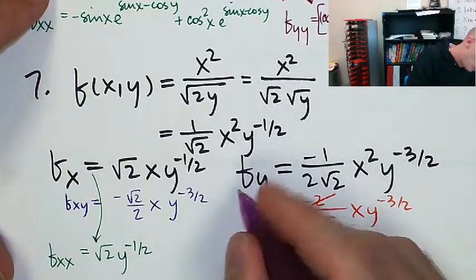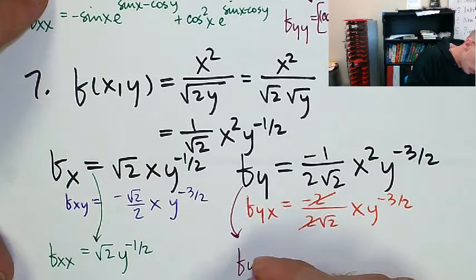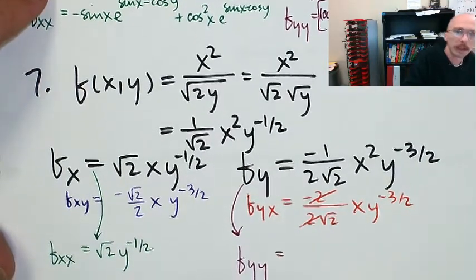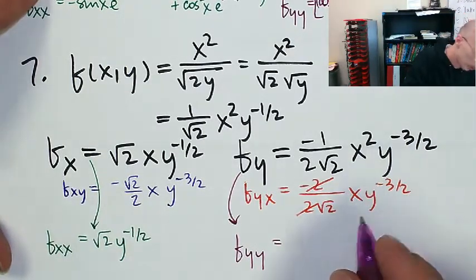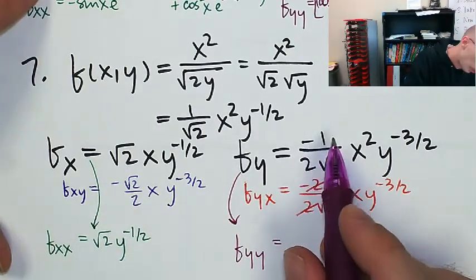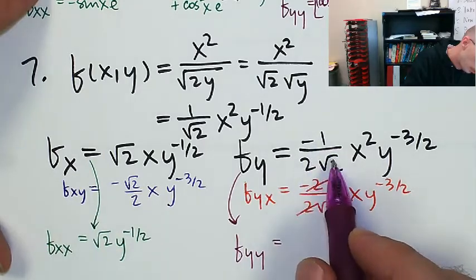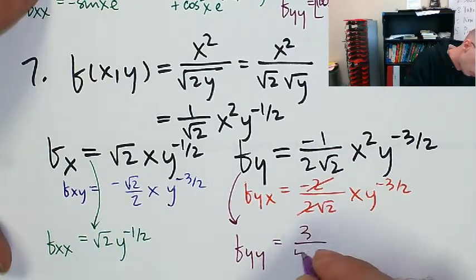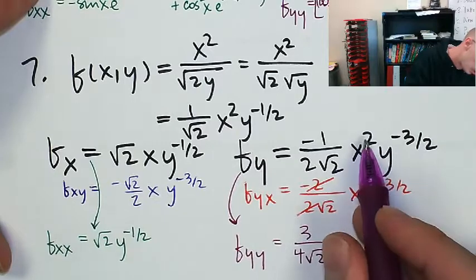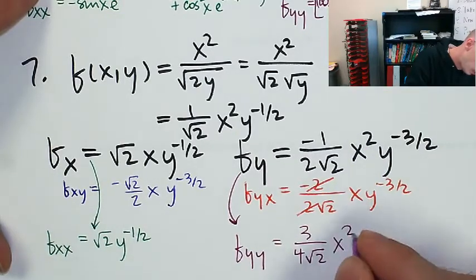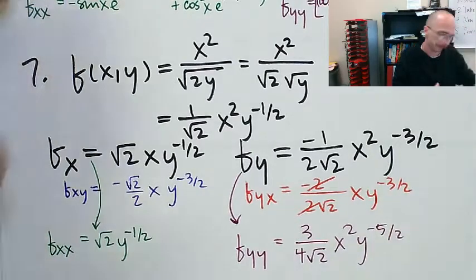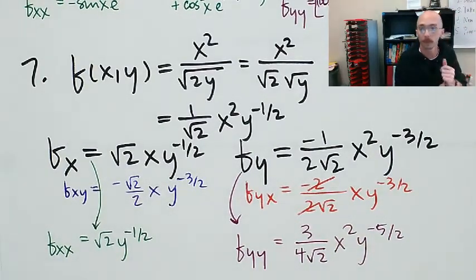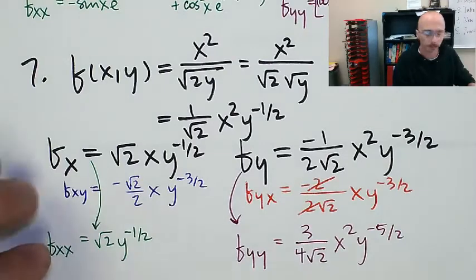And then fyy, that's going to be equal to, I'm going to have to multiply by negative 3 halves. So 3 over 4 root 2. Okay, x squared stays the same. Subtract 1 from the power. And there we go. Got ourselves our second order derivatives.